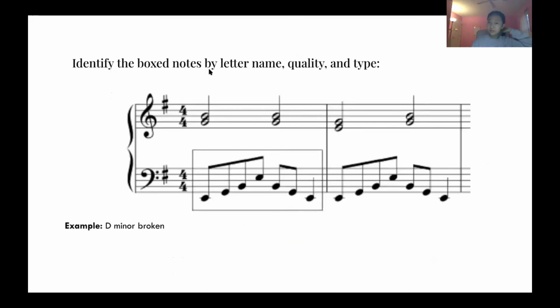This is a problem really similar to what you might see on a music theory exam. Identify the box notes by letter name, quality, and type, and then pause the video if you need. So the answer is a broken E minor.